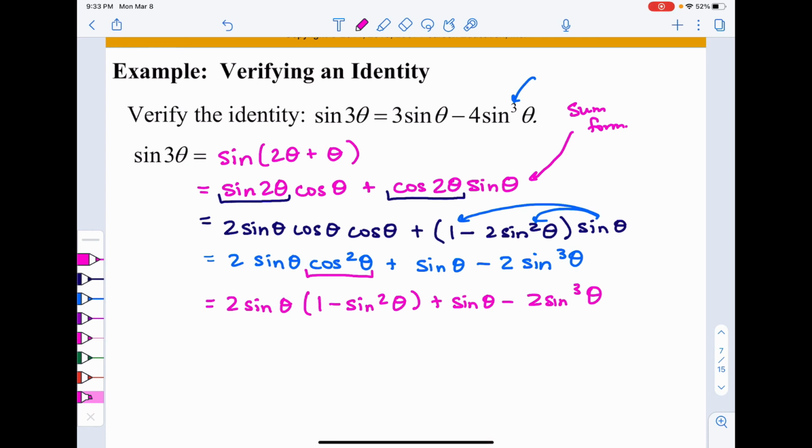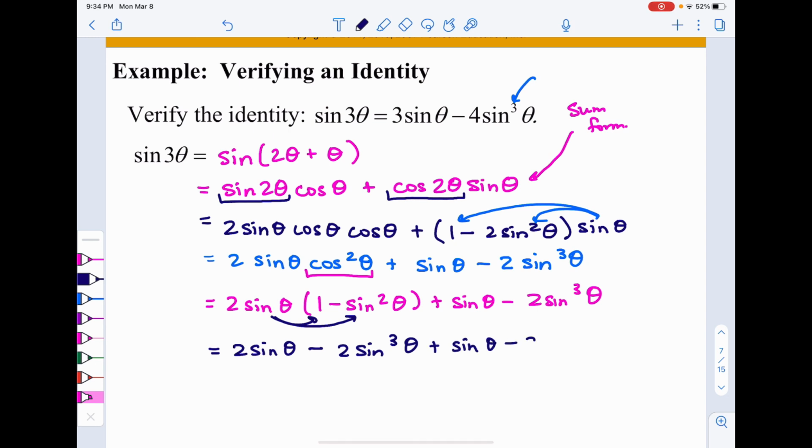Again, let's go ahead and do some distributive property. Let's go ahead and distribute out this 2 sine of theta. So that means 2 sine of theta times 1 is a 2 sine of theta minus 2 sine of theta times sine squared theta is going to give us a 2 sine cubed theta. And then I just have the rest of that stuff I'll bring down. Plus sine of theta minus 2 sine cubed of theta.